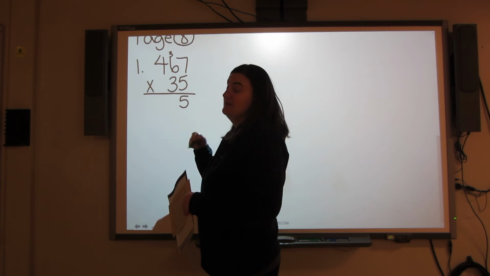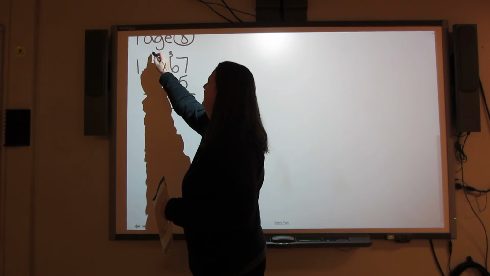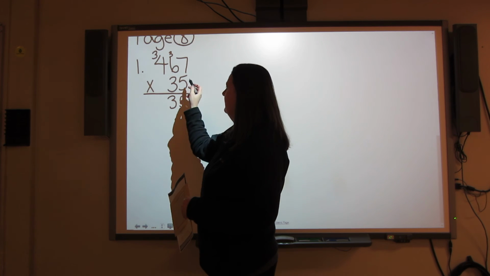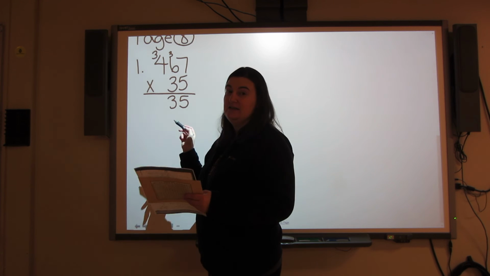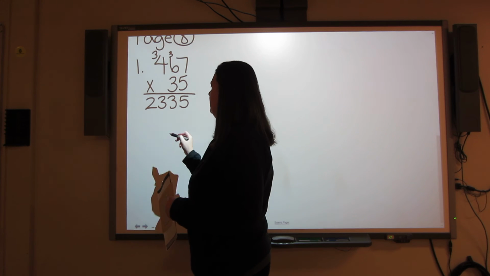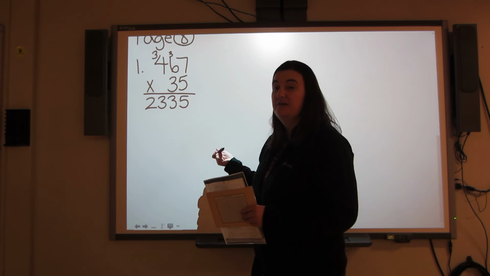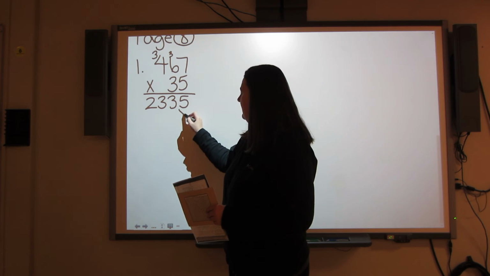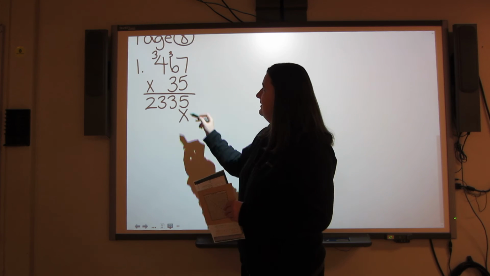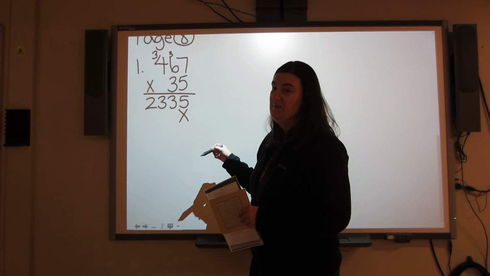5 times 6 is 30, plus the 3 that I carried is 33. Carry your 3. 5 times 4 is 20, plus the 3 that I carried is 23. And then I need my answers to start under the 3. So I put an X under the 5, so that all my answers are going to start with the 3.